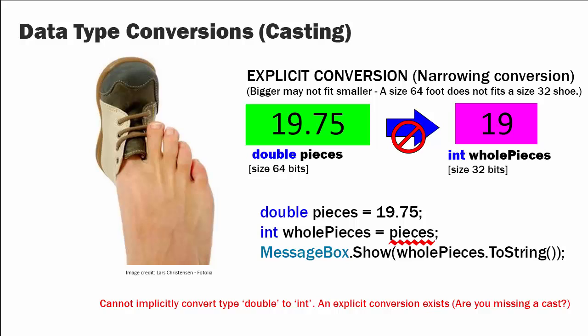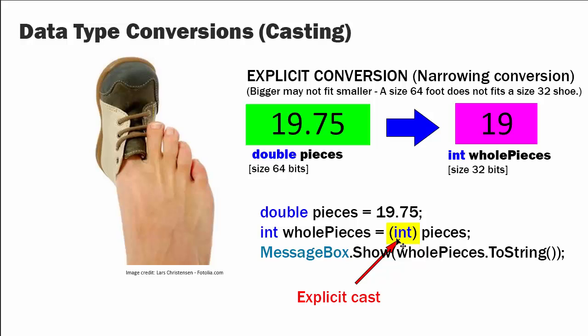And anytime there's a risk of losing information, C# is going to give us an error as this is a narrowing conversion. So in our code, if we had pieces as double, assigning it 19.75, and I have an integer of wholePieces, and I try to assign it pieces, I'm going to get that little red squiggly. That is a clue that we have an error, and it's not going to compile, and that error is going to say, cannot implicitly convert type double to int. An explicit conversion exists, are you missing a cast? And we are missing a cast.